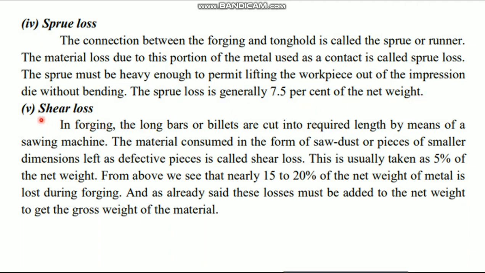Then shear loss. In forging, the long bars or billets are cut into the required length by means of a sawing machine. During cutting, some amount of material will be lost. This is called shear loss. It is nearly 15 to 20 percent of the net weight of the metal. So while calculating the material cost of the forging shop, we have to consider all these types of loss.